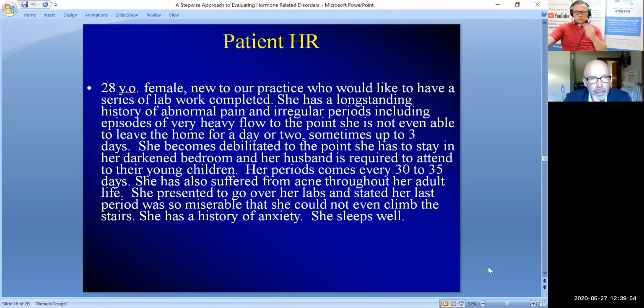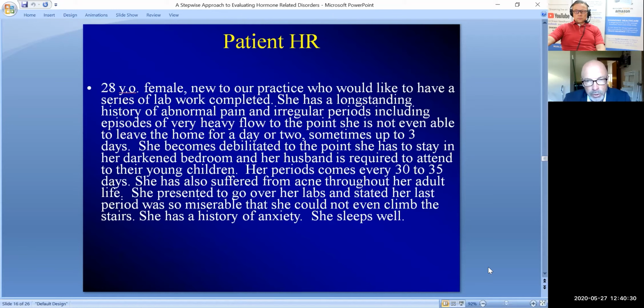Next one is probably one of my most favorite patients. Saw her in 2018, still a patient. And her history was pretty amazing in that she had this long-standing history of abnormal pain, irregular periods, including episodes of heavy flow to the point where she was not able to even leave the home for a day or two, or sometimes up to 3 days. She would become so debilitated to the point she had to stay in a darkened bedroom. Her husband would have to come home from work to attend to their young children.